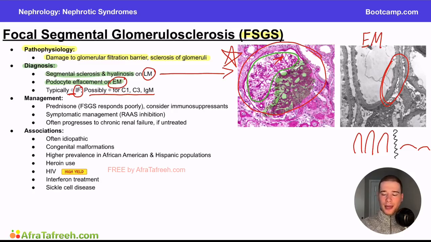Next, let's talk about the management of FSGS. So remember minimal change disease, I said that we can use prednisone and it has a good response. However, this is in contrast to FSGS, which can also be treated with prednisone, but the response is typically poor. That is to say, even though this is a treatment option, patients don't necessarily respond as well as maybe a patient with minimal change disease.